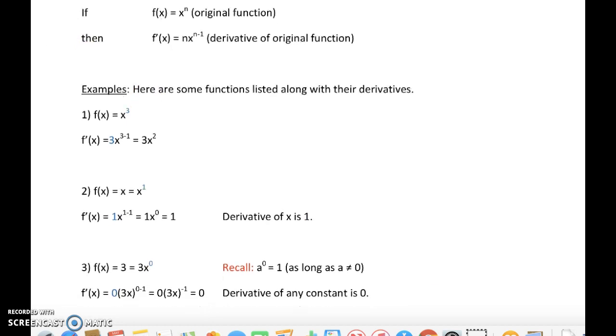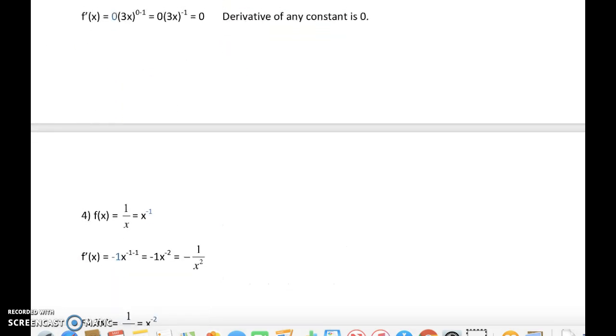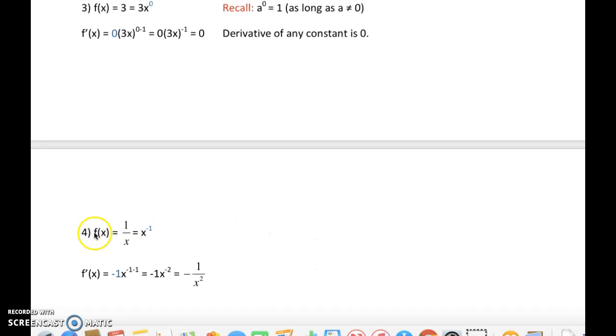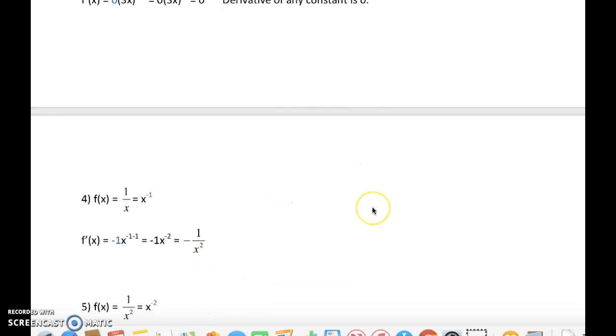All right, let's look at another example. F of x is equal to 1 over x, and so that's equal to x to the negative first power. We're going to follow the same rules. So our derivative is going to be our negative exponent pulled to the front, and then we take our negative 1 and subtract 1. So that negative 1 is going to be in the front, and our exponent is now going to be negative 2. If we simplify it to a fraction, we have negative 1 over x squared.